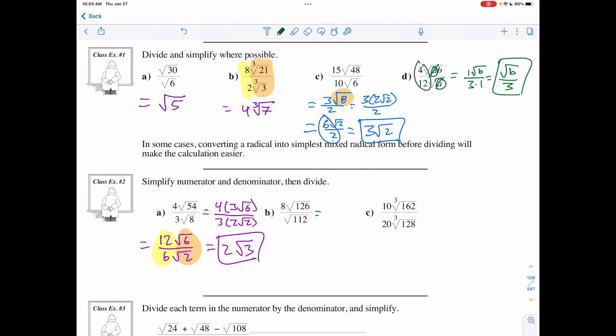Going to do the same thing for the next one. So it's going to give me 8, and the square root of 126 is the same as 3 root 14. And the square root of 112 is going to be the same as 4 root 7. So this is going to give me 24 root 14 over 4 root 7. And lo and behold, the coefficients divide out evenly. 24 divided by 4 is going to give me 6. And the radicals divide out evenly. Root 14 divided by root 7 is just root 2.